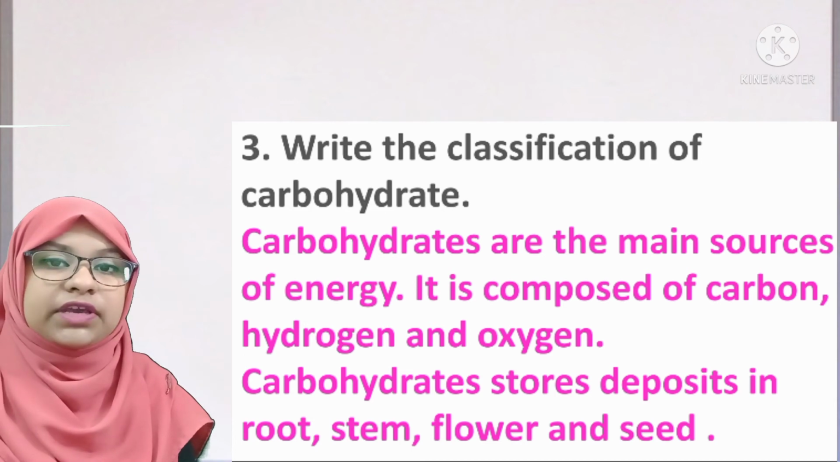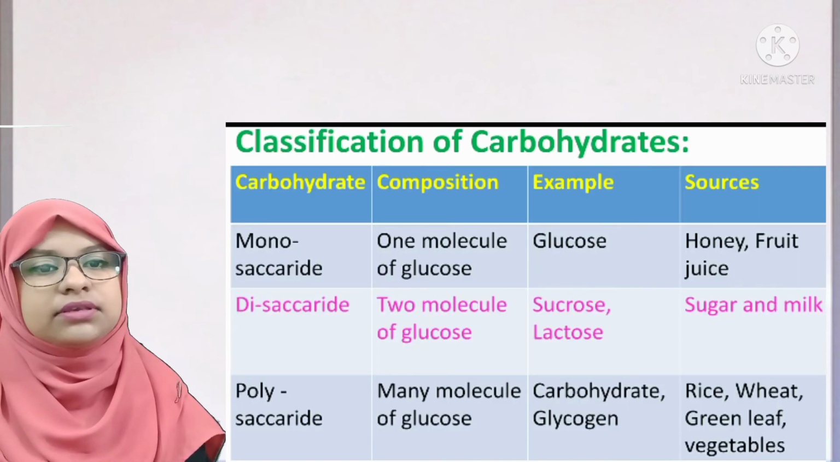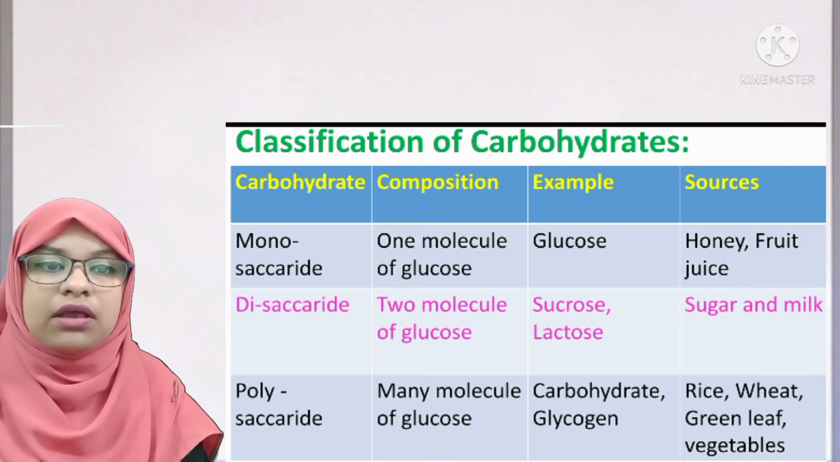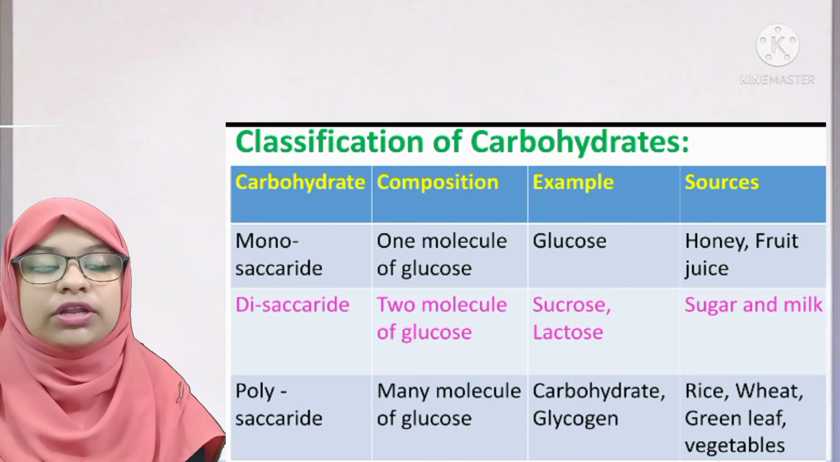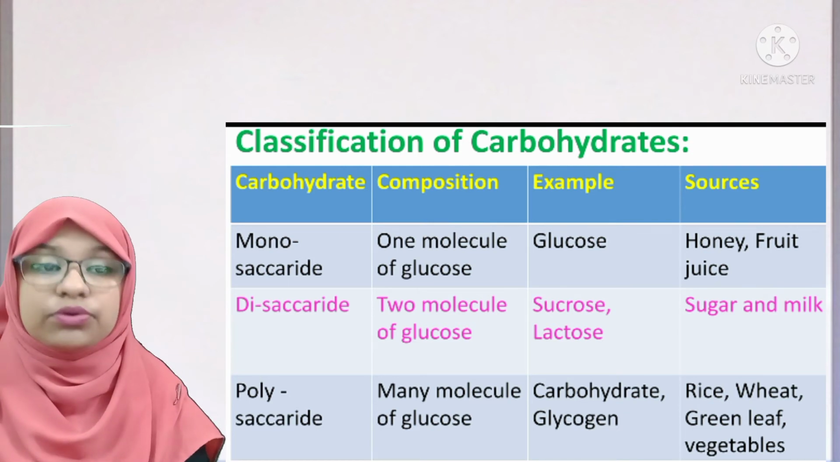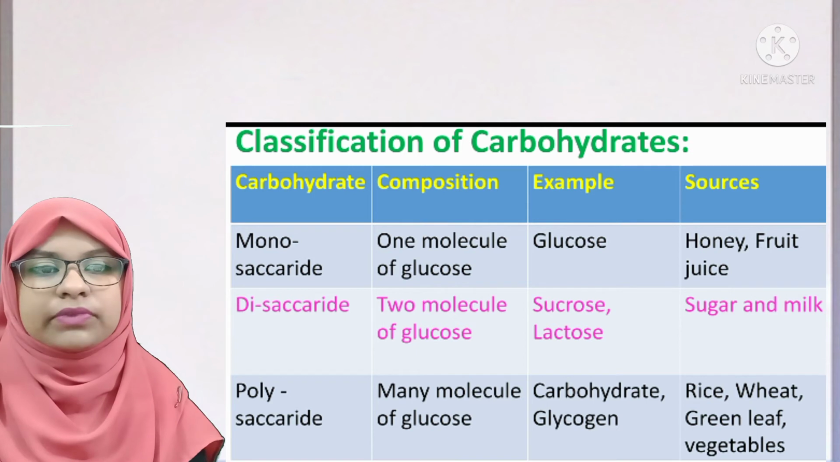Now let's see the classification of carbohydrates. There are 3 types of carbohydrates: monosaccharide, disaccharide and polysaccharide. Monosaccharide is composed of one molecule of glucose, and the example of monosaccharide is glucose. We can get monosaccharide from honey and fruit juice.